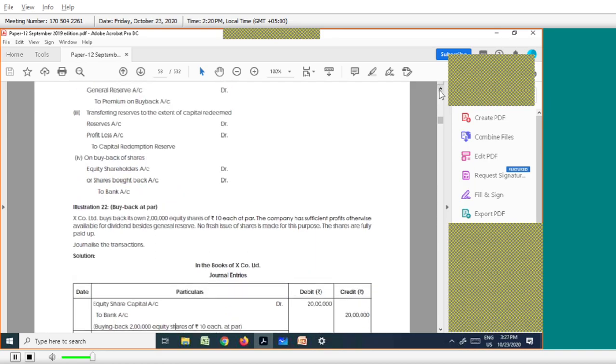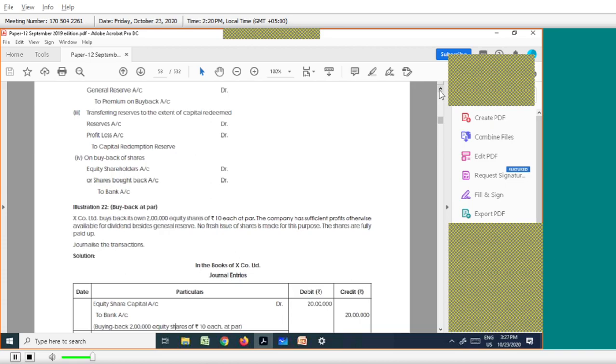X Company Limited buys back its own shares, 2 lakh equity shares of 10 each at par. The company has sufficient profits otherwise available for dividend besides general reserve. No fresh issue of shares is made for this purpose. The shares are fully paid up. Generalize the transaction: they are buying back 2 lakh equity shares. Forget about total equity share capital, the 10%, 25% limits.